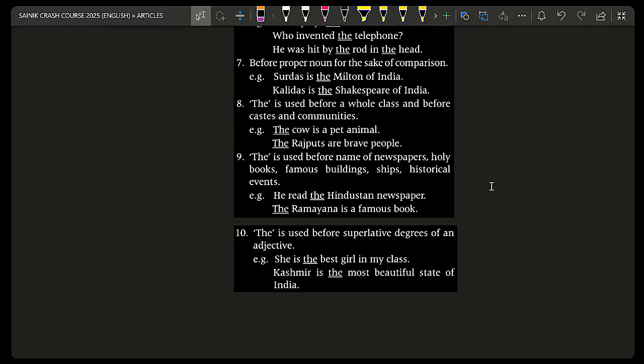Kashmir is the most beautiful state of India. So most beautiful, which type of adjective is it? It is superlative. So before superlatives, you must use the. And now we discuss the indefinite articles.